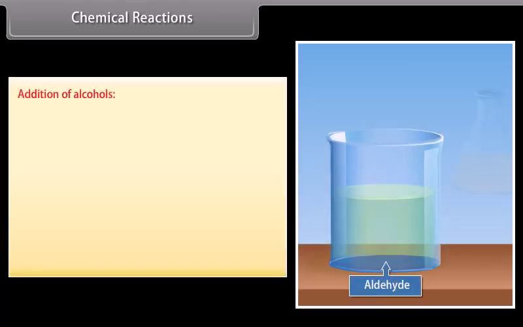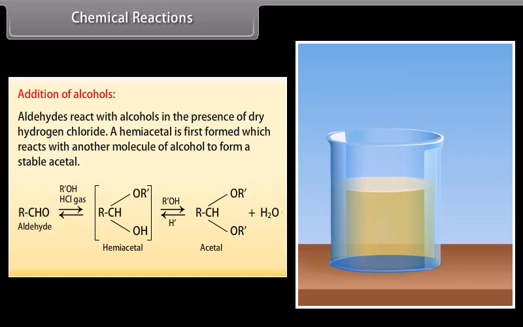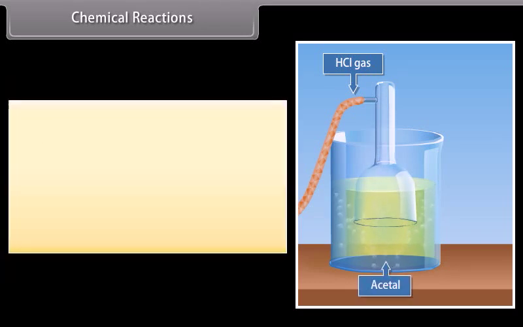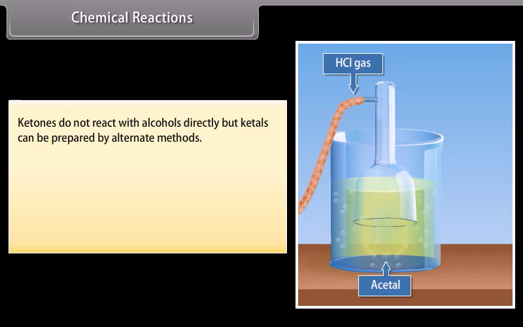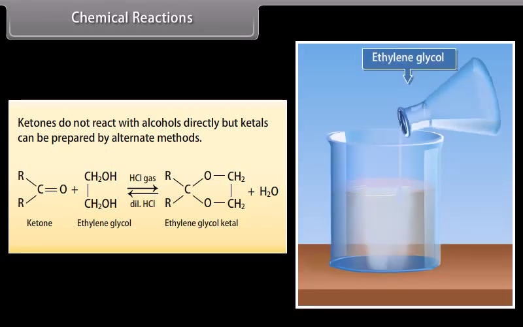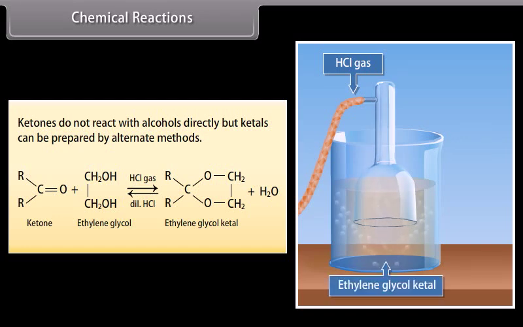Chemical reactions. Addition of alcohols. Aldehydes react with alcohols in the presence of dry hydrogen chloride. A hemiacetal is first formed, which reacts with another molecule of alcohol to form a stable acetal. Ketones do not react with alcohols directly, but ketals can be prepared by alternate methods. Ketone reacts with ethylene glycol in the presence of dry hydrochloric gas and forms ethylene glycol ketal along with water.